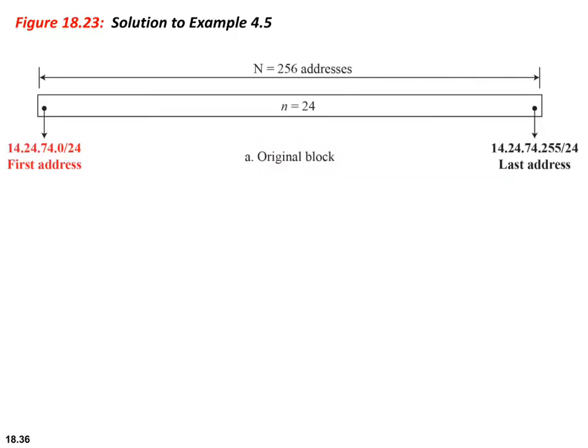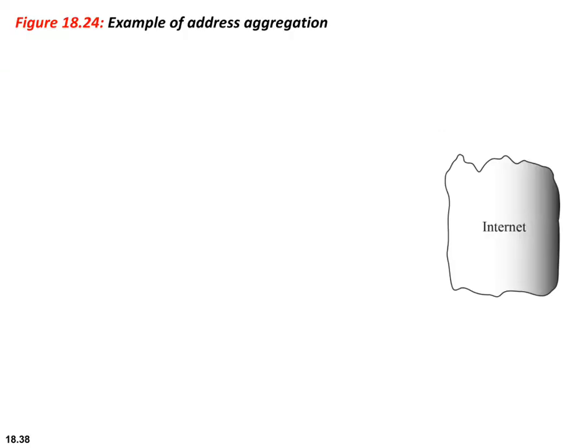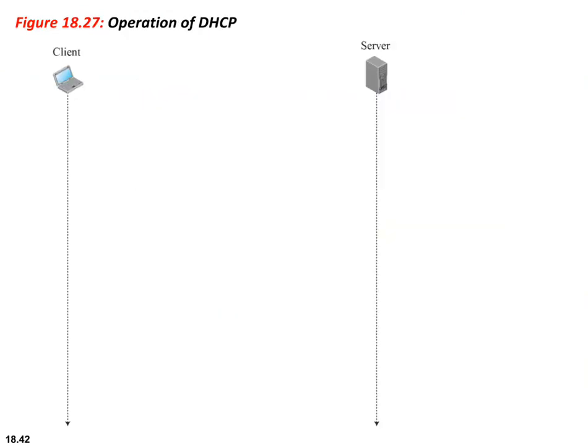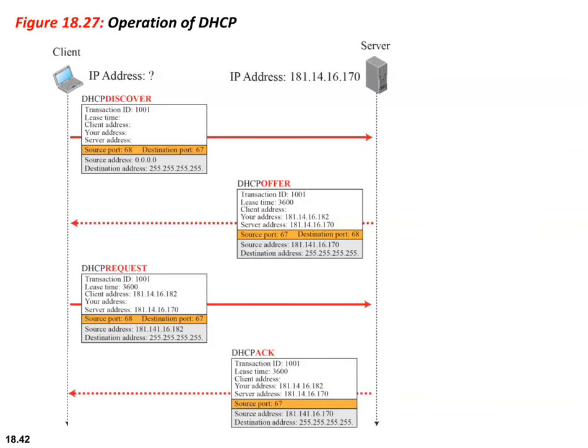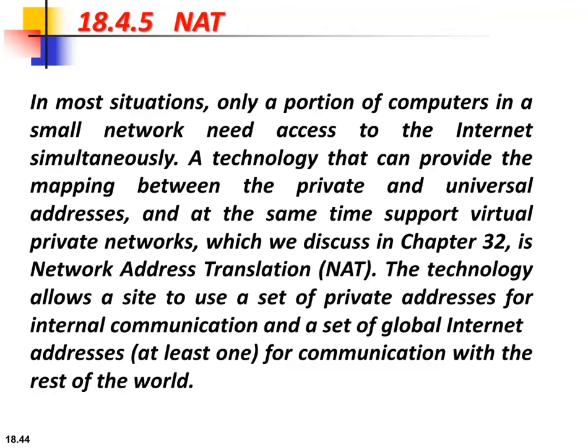Next we had seen address aggregation, and we also discussed network address translation. In network address translation, what we have seen is that it is a technology which allows a site to use private addresses for internal communication and global internet addresses for communication with the rest of the world.